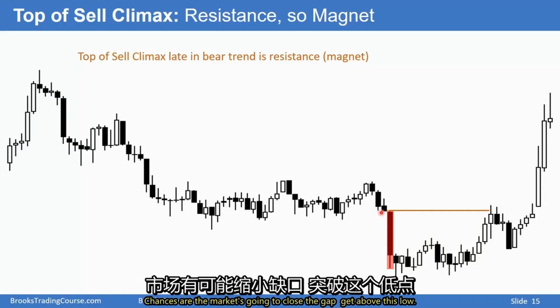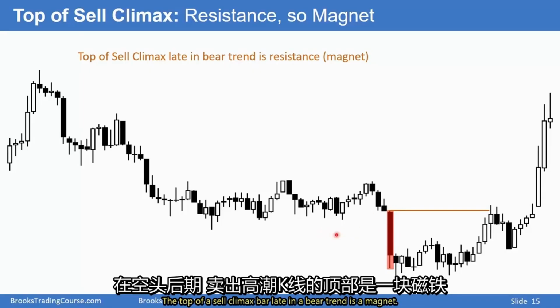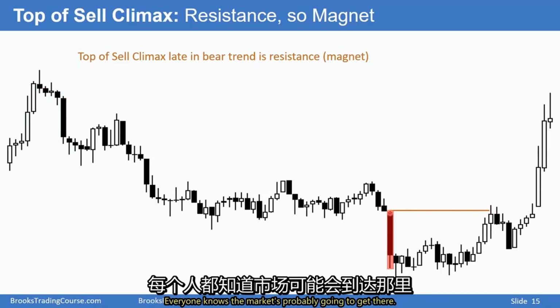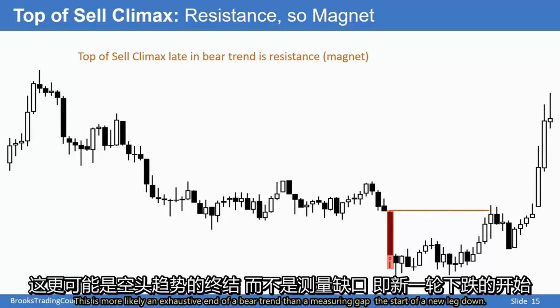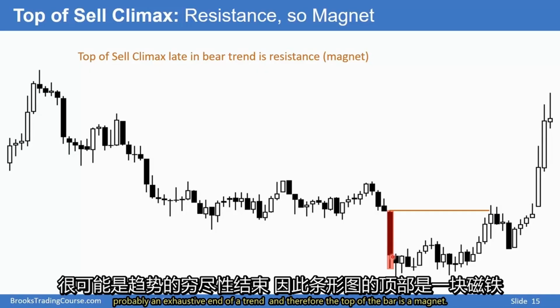Chances are the market's going to close the gap, get above this low. Chances are it's going to go at least a little bit above the top of the sell climax bar. The top of a sell climax bar late in a bear trend is a magnet, it's resistance. Everyone knows the market's probably going to get there. This is more likely an exhaustive end of a bear trend than a measuring gap, the start of a new leg down. The biggest bear bar, 20 or more bars into a bear trend, probably an exhaustive end of a trend, and therefore the top of the bar is a magnet.